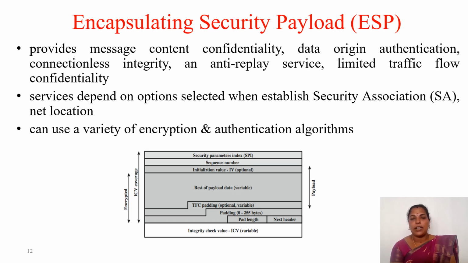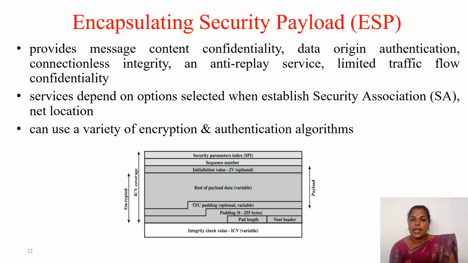It can use a variety of encryption as well as authentication algorithms. The format for this encapsulating security payload, in the transport as well as the tunnel mode, we have seen as a small box, with the encrypted encapsulating security payload header as well as the trailer, and authentication. So for this we have a specific format. Here you see the ICV coverage. Here we have the security parameter index, then the sequence number, then the initialization vector, which is optional, then the rest of the payload data. So this forms the payload.